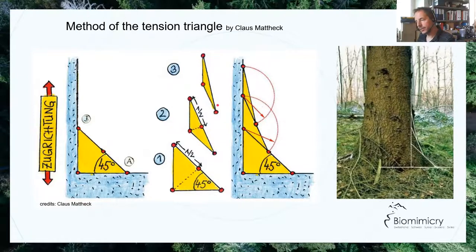Then the third step is you put another triangle and do it the same way. You start in the middle of this hypotenuse and make an equal-legged triangle on top of it. And with this shape, you have over 95% of the optimized structure for the maximum strength with the least amount of material.